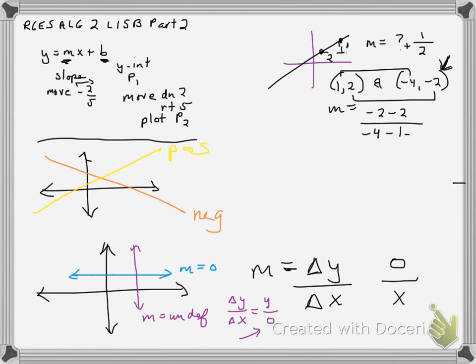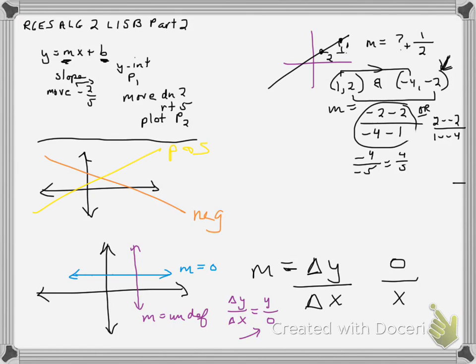If I had done it from the other side, going in that direction, I would have said the y values 2 minus a negative 2, and starting from the left point to the right point, 1 minus a negative 4. So you're always taking the difference, meaning you're always subtracting from one point to the other. If I were to simplify this, I get negative 4 over negative 5, or 4/5.